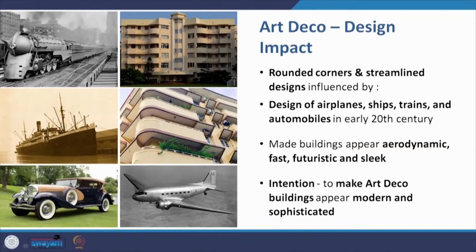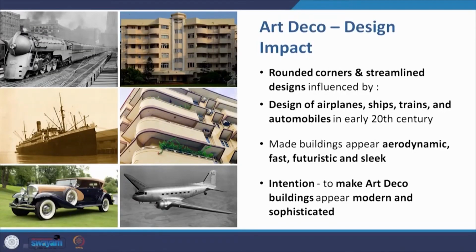Now the impact, with rounded corners and streamlined designs that we find in Art Deco buildings, was influenced by the design of airplanes, ships, trains, automobiles in the early 20th century. Though trains had already come into existence since the Industrial Revolution, and ships were also there, advancement in their technology as well as the coming in of airplanes and automobiles added to the fascination with machines in society all over the world.